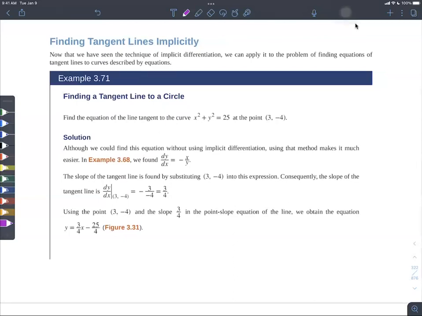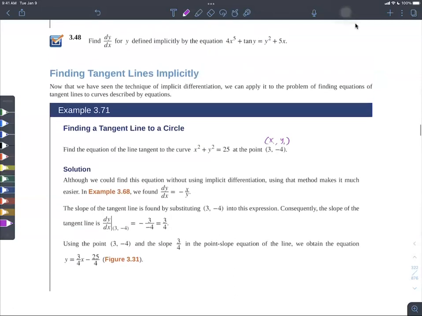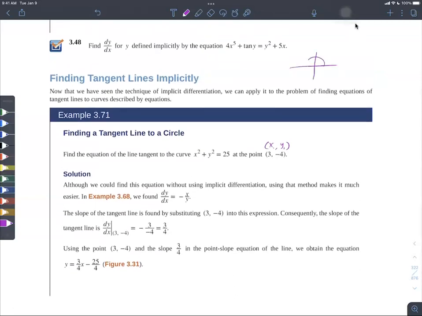And so, okay, well, here's the point that they gave us. It has an x coordinate, we can call it x1, and y1. This is the point that they gave us. And if you remember from earlier, this circle looks something like this. The point (3, -4) is somewhere here. And we saw that it had a positive slope.